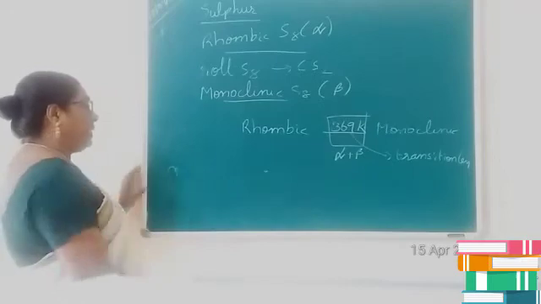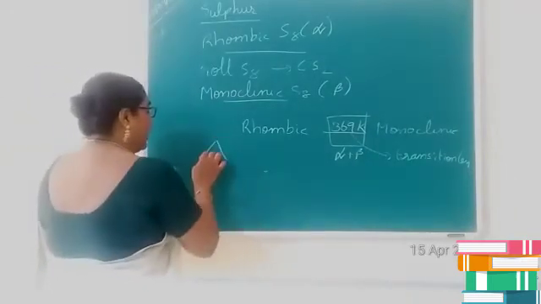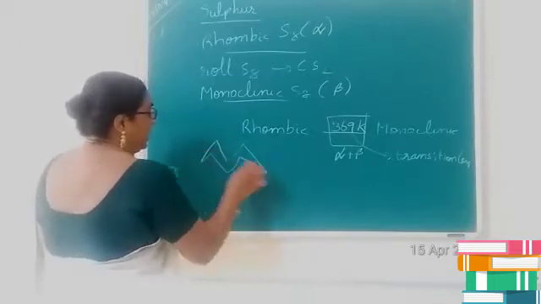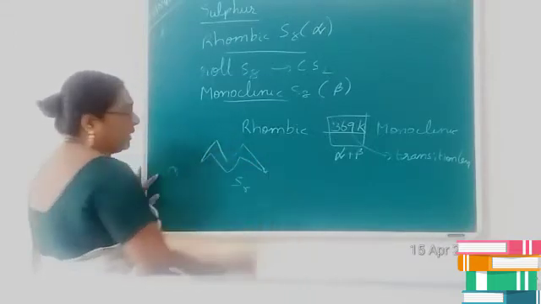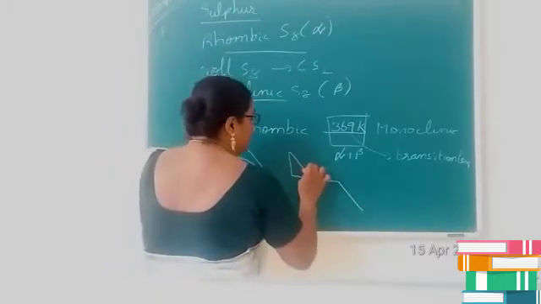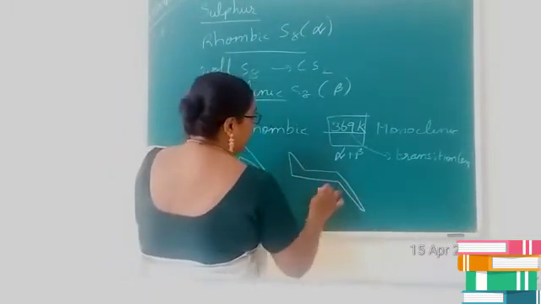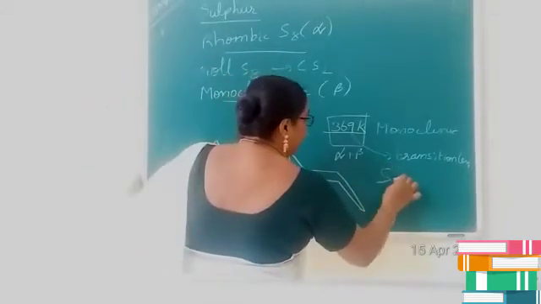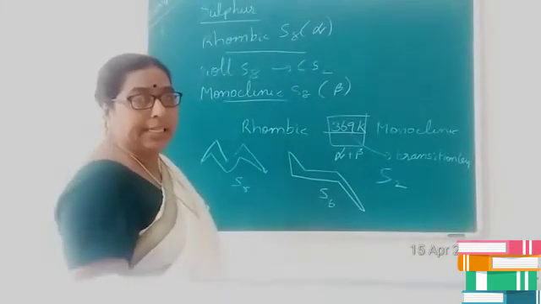And sulfur has a crown structure. That is, when sulfur is in its acid form, it exists as a crown structure, and sulfur also exists as a chair-shaped structure. Here you can see the presence of S6 particles, and in addition to this, sulfur can be seen as S2 in the gaseous state.